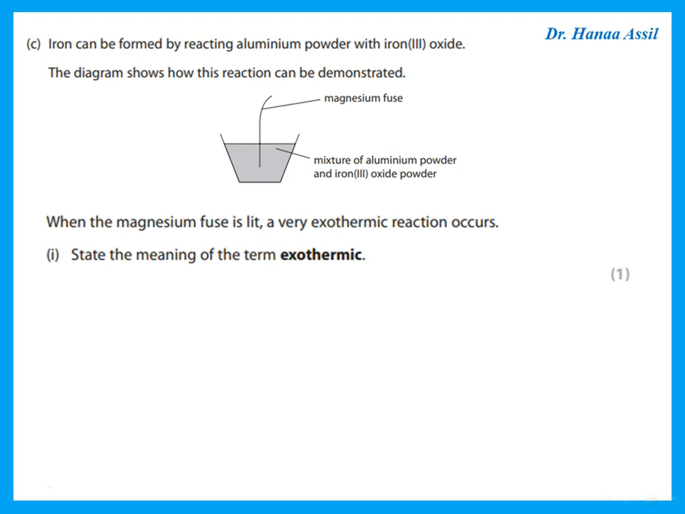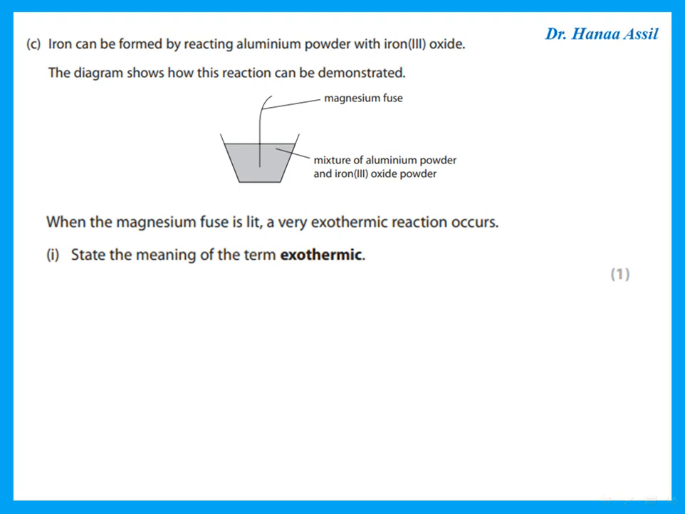Iron can be formed by reacting aluminium powder with iron 3 oxide. The diagram shows how this reaction can be demonstrated. So he puts a piece of magnesium into a mixture of aluminium powder and iron 3 oxide. When the magnesium fuse is lit, a very exothermic reaction occurs. State the meaning of the term exothermic.